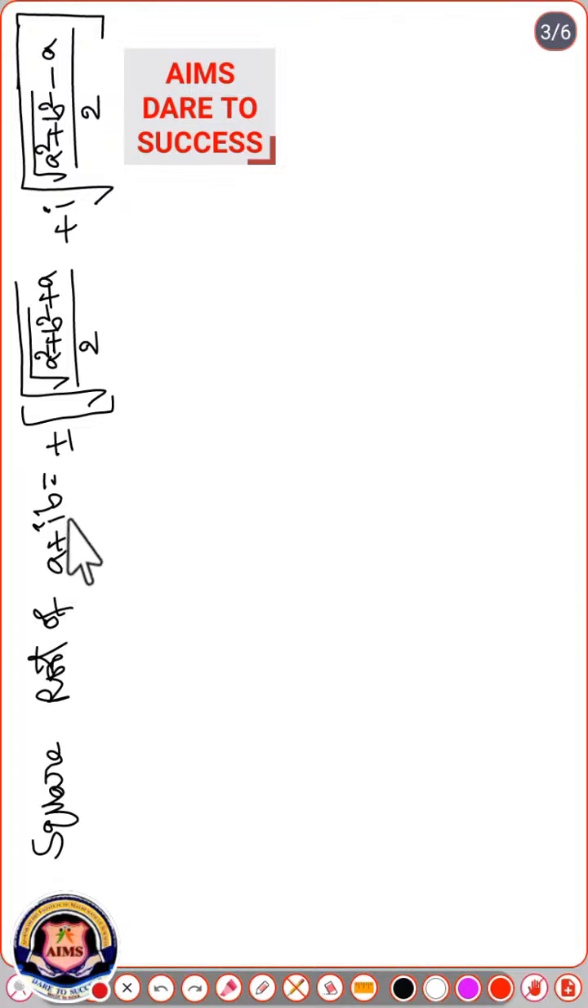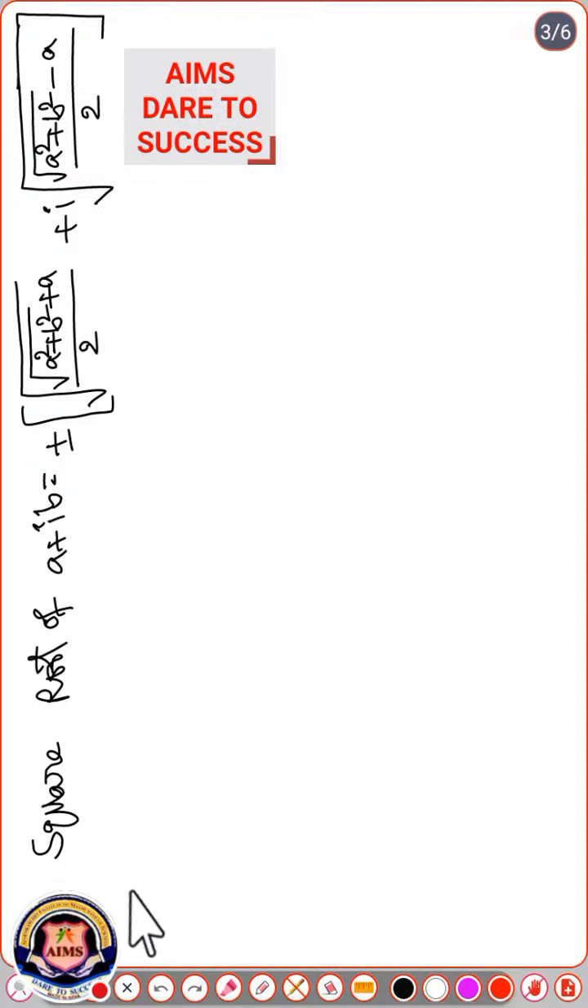Square root of A plus iB is equal to plus or minus, big bracket start, big root, numerator root of A square plus B square plus A, by 2, plus i into root, again root of A square plus B square minus A, by 2. This is the square root of A plus iB concept.